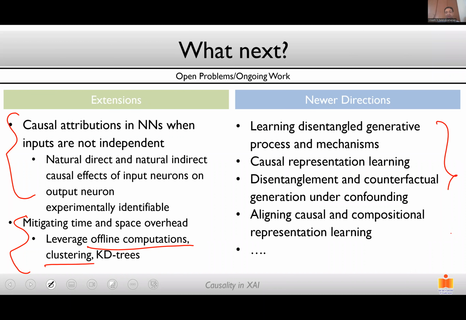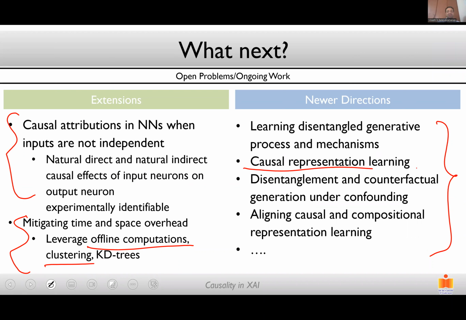What can we do going forward as a community? Trying to learn disentangled generative processes and mechanisms. Can we understand the true causal generative process that generated the data itself? If we could learn that, nothing like it. That's the best way we could build models, rather than simply build models based on the data surface that we see. We'd like to know what is behind the data to be able to make predictions more reliably.